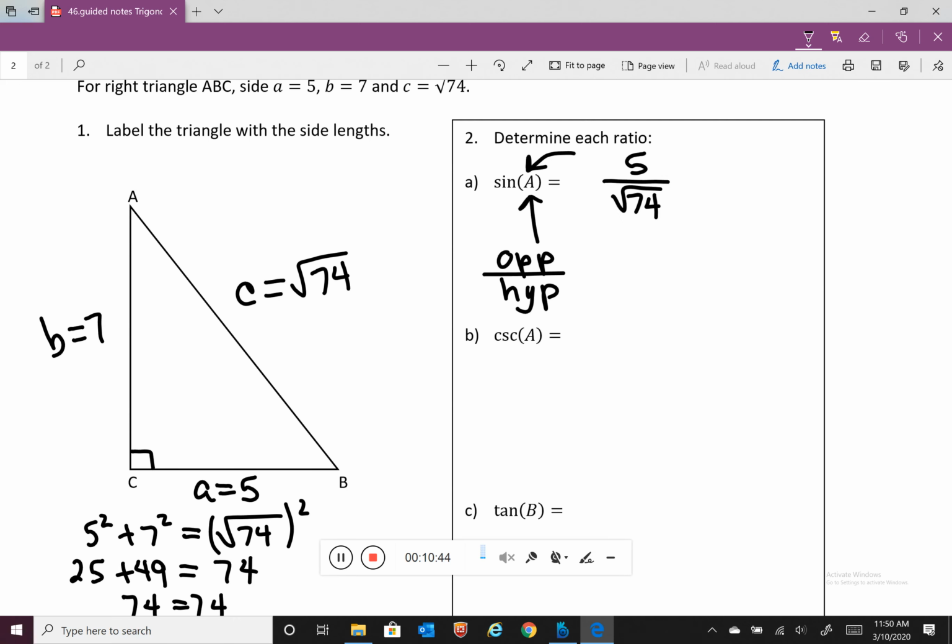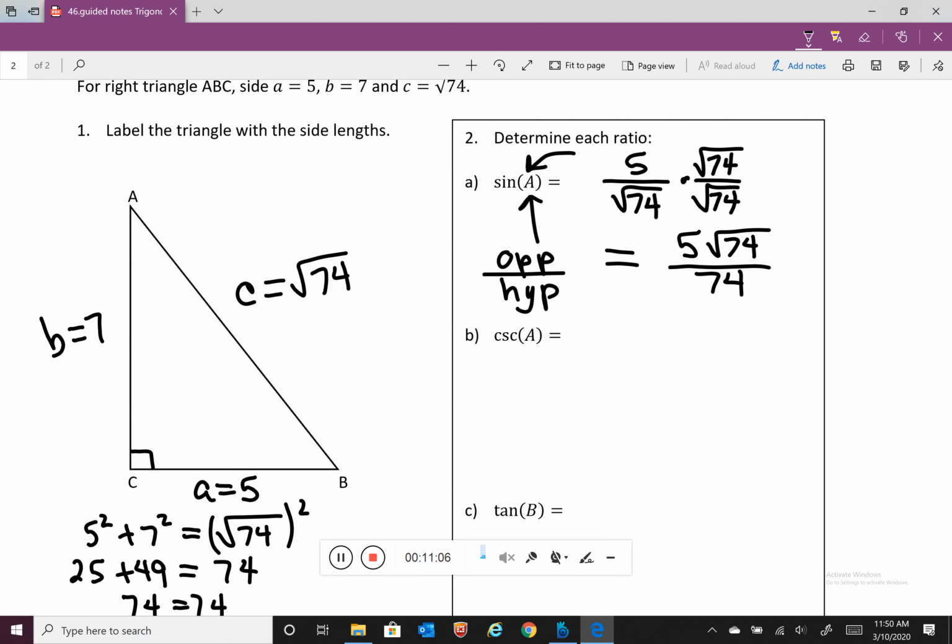But remember, we need to rationalize this. So we need to multiply by the square root of 74 over the square root of 74. And this gives us 5 times the square root of 74 over 74.